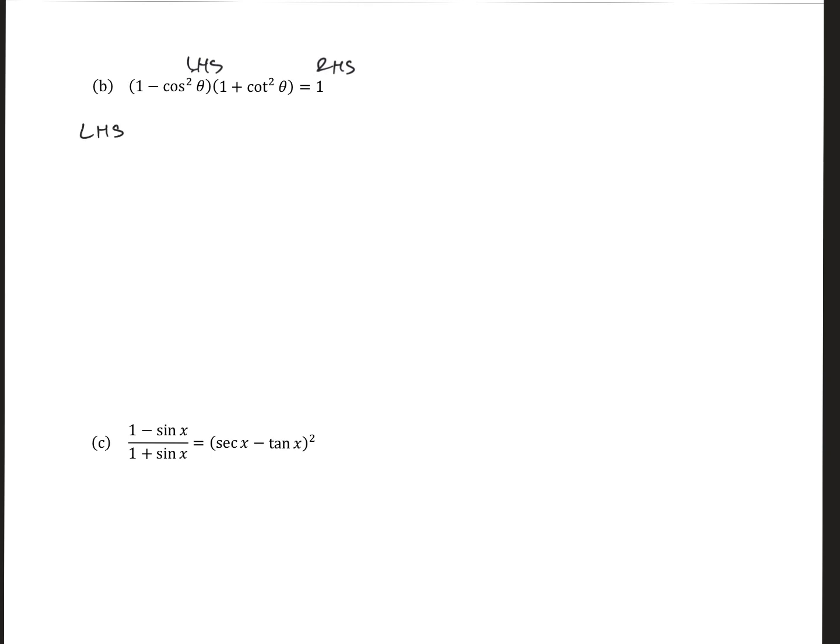Once again, we are proving, not solving. So left-hand side, 1 minus cosine squared theta times 1 plus cotangent squared theta. And we're trying to see if we can make this equal to 1. So we don't have fractions to add, but we do have these 2 parentheses that look a lot like we could do some FOIL with it. So I think I'm going to do that, but before, I'm going to make sure that I have everything in sine and cosine. So at the moment, this one is not in sine or cosine, so let's go ahead and change that. It'll be 1 minus cosine squared theta times 1 plus cotangent squared theta.